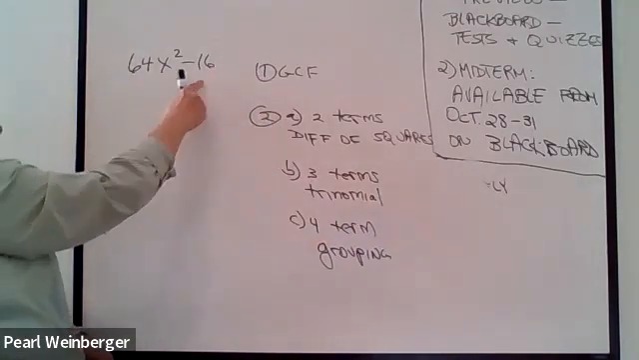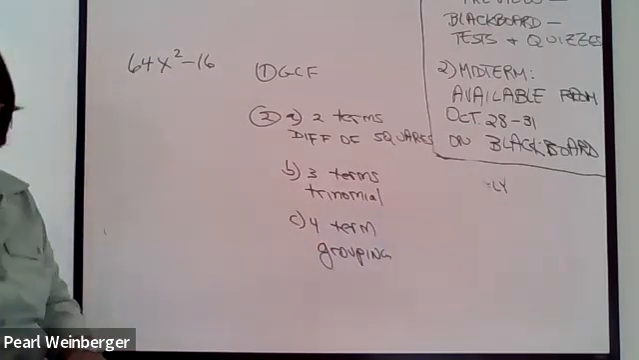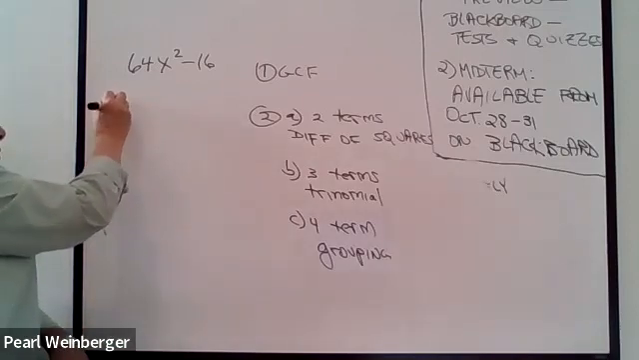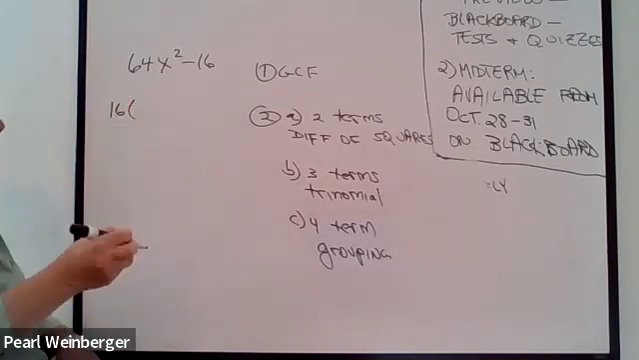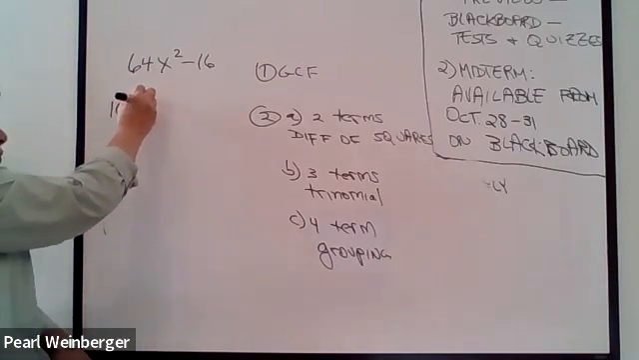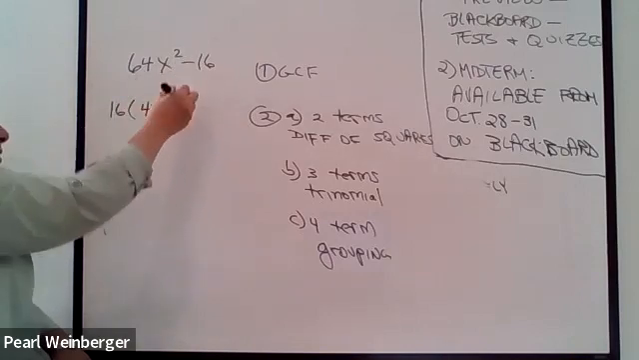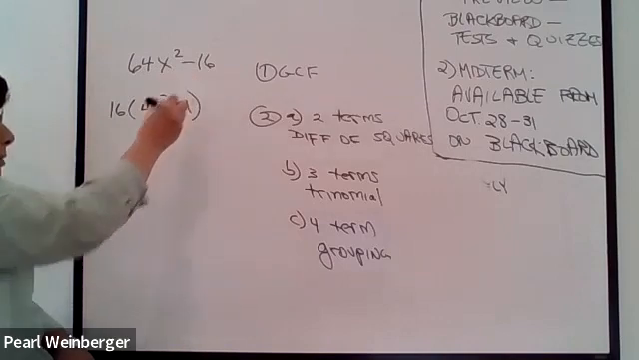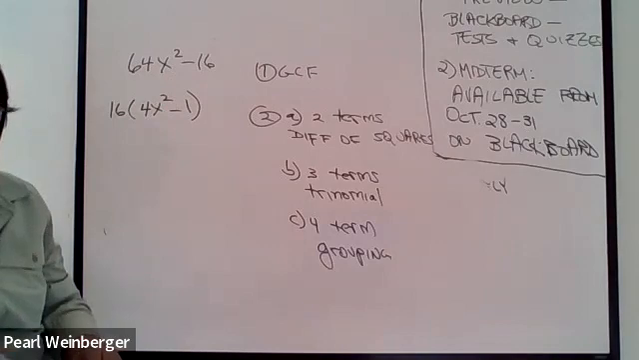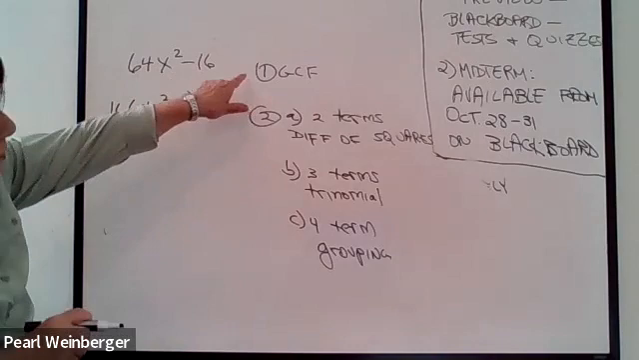And I look at the 64 and the 16, and the 16 is a common factor. It goes into both of those numbers. So the first thing I'm going to do is put the 16 on the outside. 16 into 64 is 4, so this becomes 4x squared. And 16 into 16 is 1. Don't forget to put in the 1. It doesn't disappear. When you do 16 divided by 16, you get 1. So that's our first step.